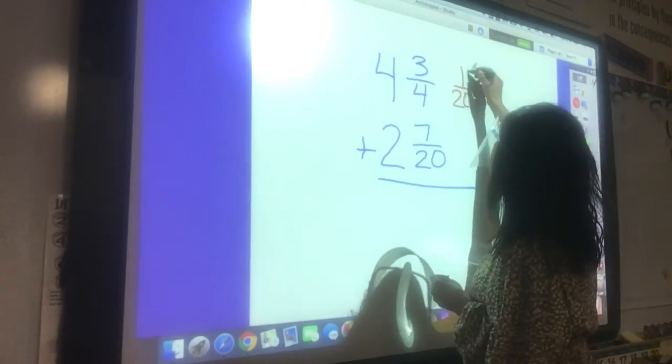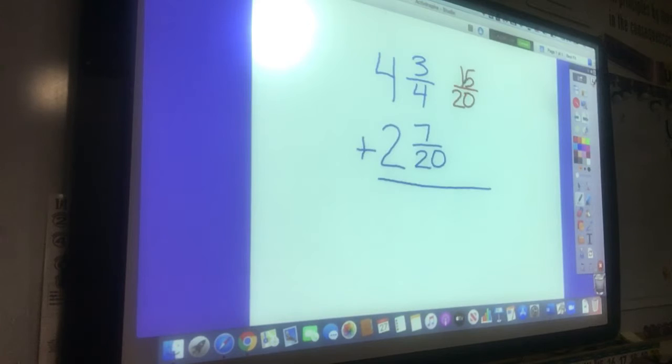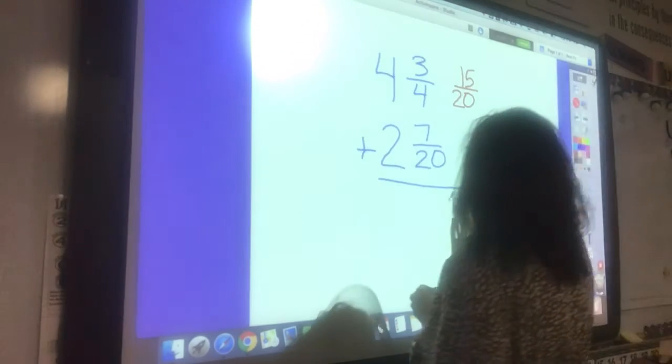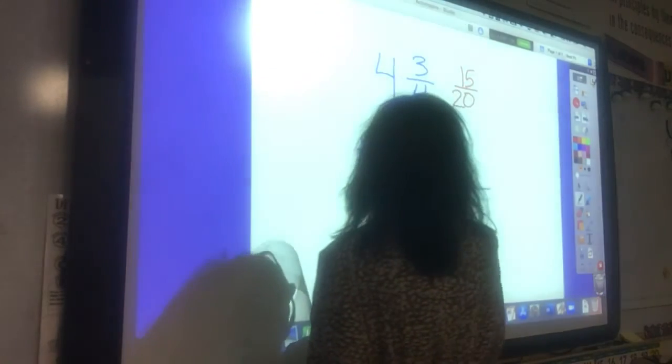Got it. Okay, so now we're still doing the same thing. We still need to add. So we're going to add 15 and 7. And so what do we get when we add 15 and 7 together? Maddie? We get 22/20. Okay, and then we're going to add our whole number, 6.